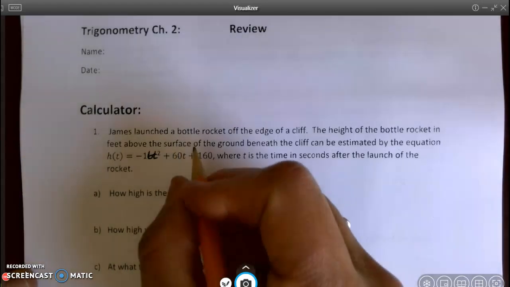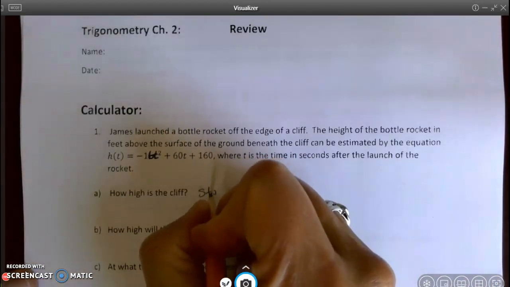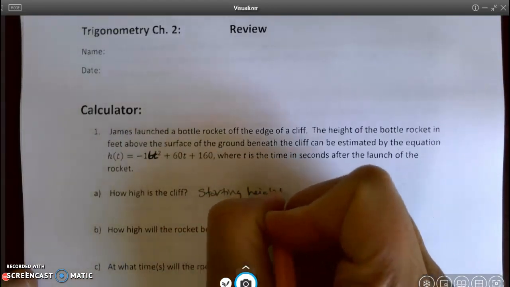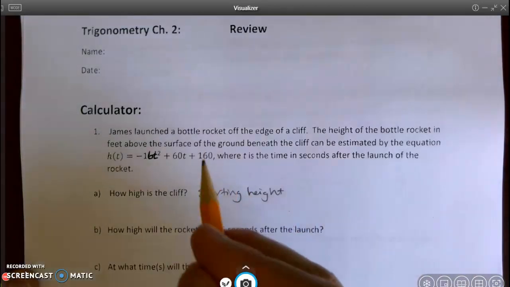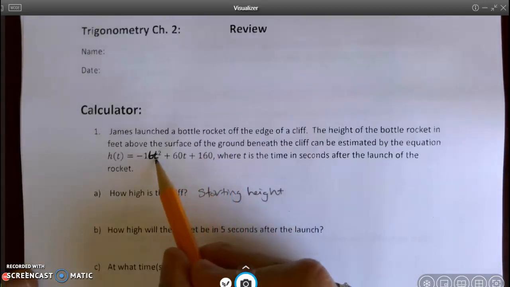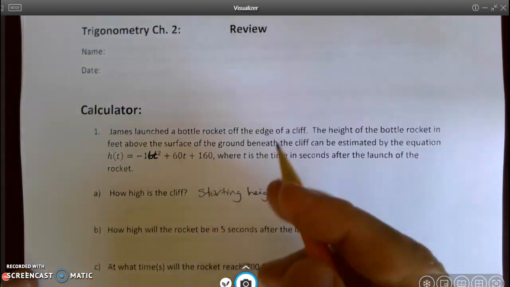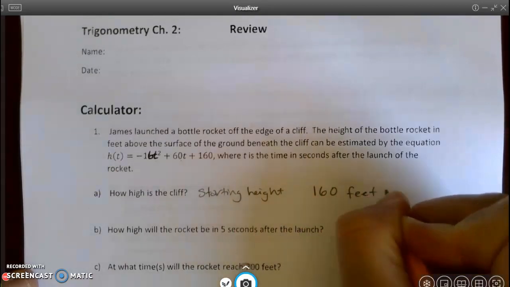Well, the height of the cliff would be represented by the starting height, because that's where it's thrown from. And I remember when we did our quadratics that we set our c value when no time has passed. If we put a 0 in for t here, that becomes 0, and the 0 here becomes 0, and we're just left with 160 feet.